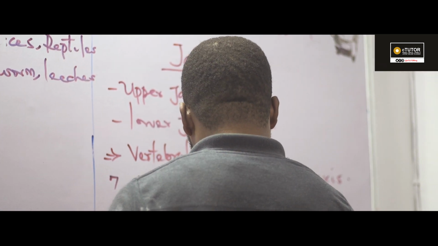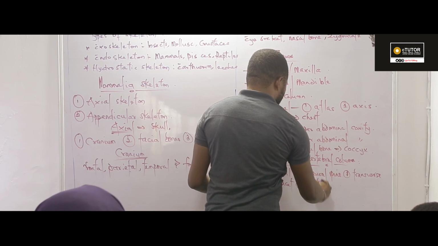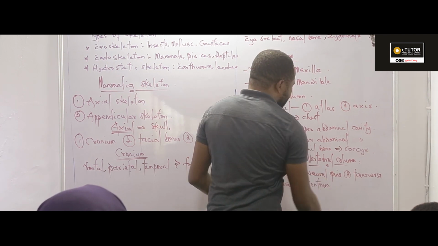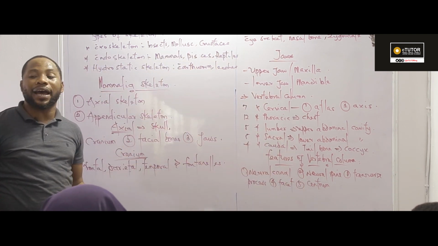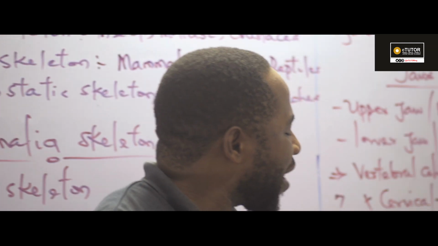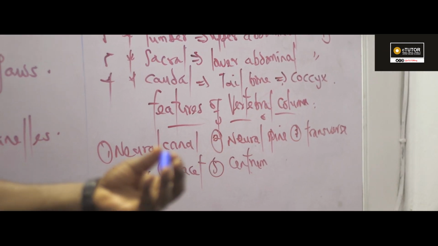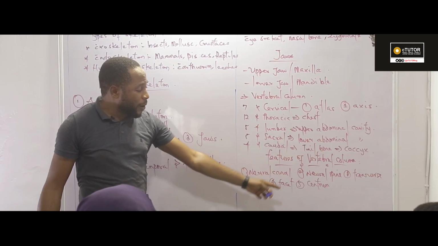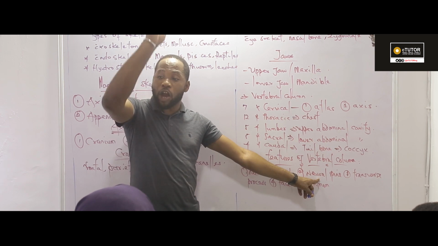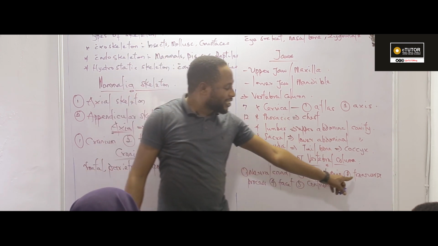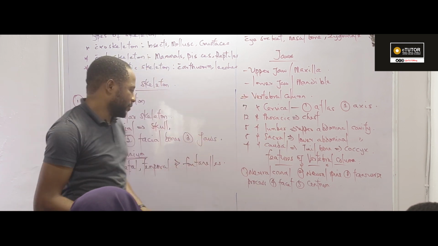then centrum. This is a small piece of bone beneath the neural canal. Now, both neural spine and transverse process provide a surface for the attachment of what? Muscle. But the difference is that neural spine projects dorsally upward, while transverse process projects sideways.